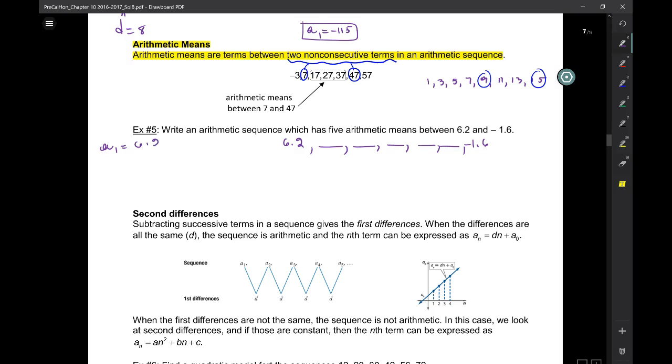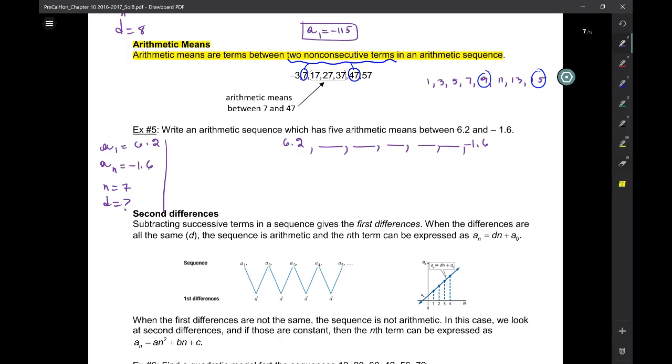A1 is 6.2. So basically what I want is to figure out what D is. An is negative 1.6 here. Now, how many total numbers do I have? 7. n is equal to 7. And you want to find what D is. And yeah, there are lots of different ways to do it. Because there are seven total numbers now. 1, 2, 3, 4, 5, 6, 7.